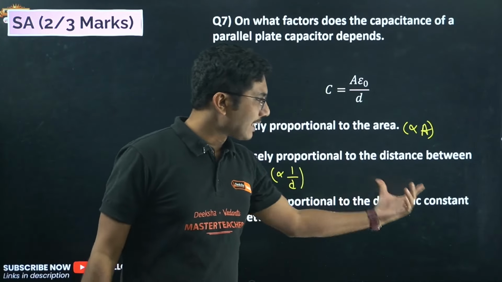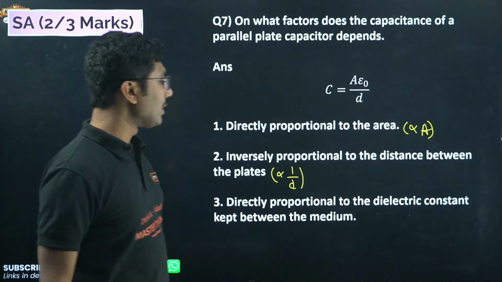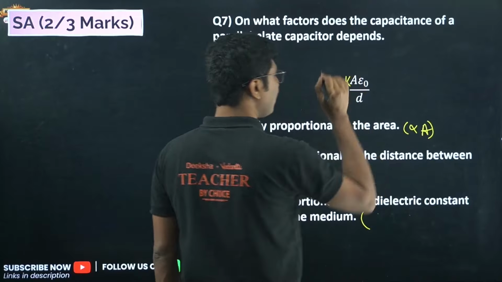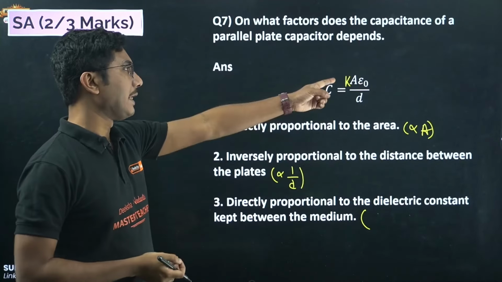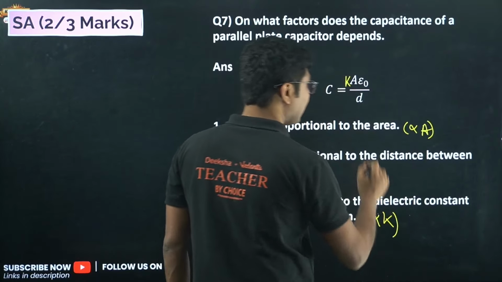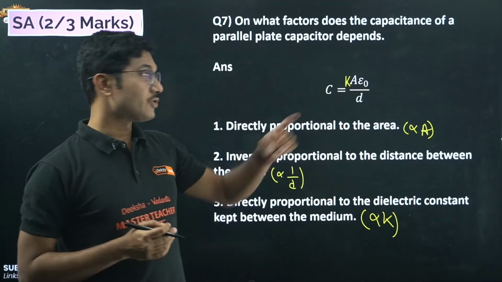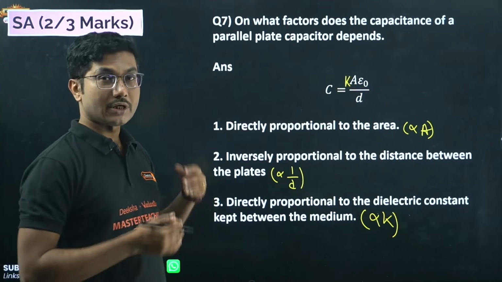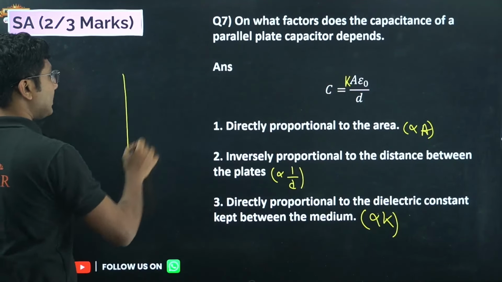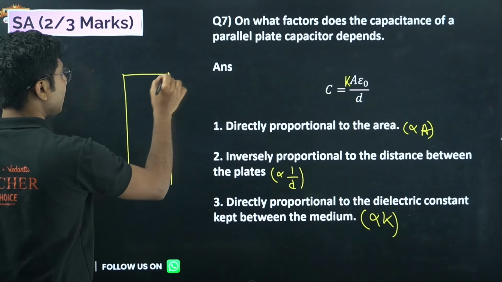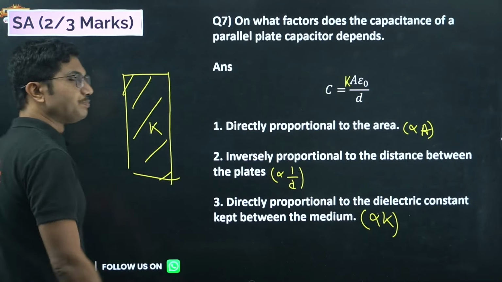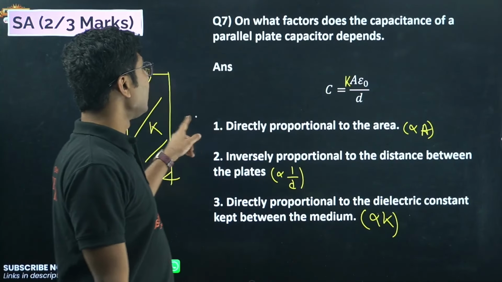It is directly proportional to the dielectric constant of the medium kept between the plates, so if you are writing that, you have to use the K symbol over here. K is the dielectric constant. Dielectric constant is not epsilon naught. Epsilon naught is the free space permittivity, which is a constant. K is the dielectric constant. So if you have a capacitor with some dielectric constant between the plates, that is basically the dielectric medium. Clear? Now let us continue.